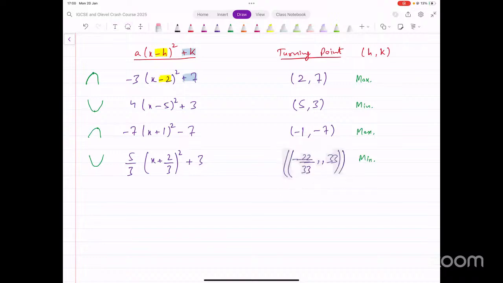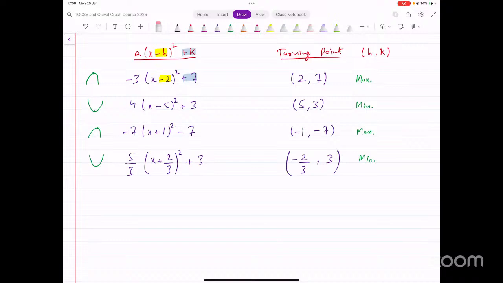However, whether that turning point is a maximum or a minimum is decided by these numbers outside. If the number outside is positive, it's a U-shaped function. If the number outside is negative, it's an N-shaped function.